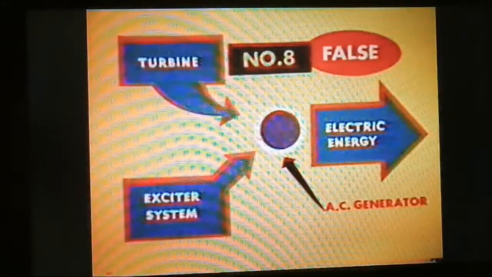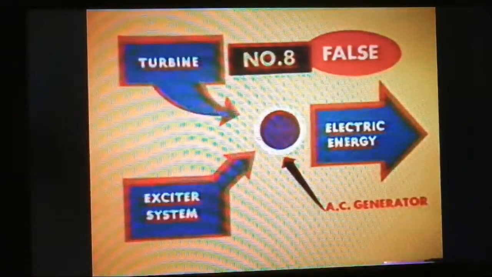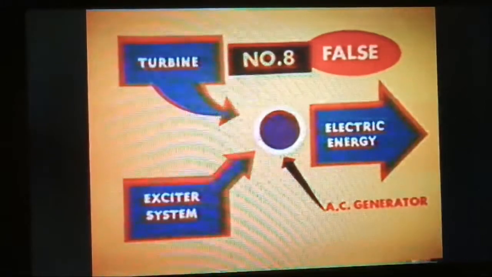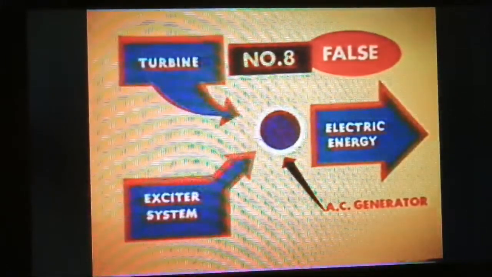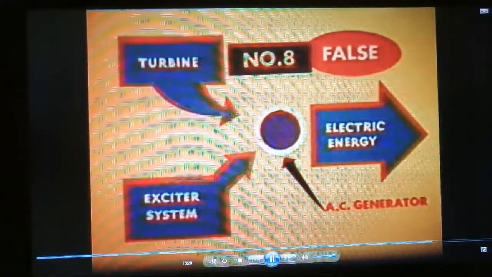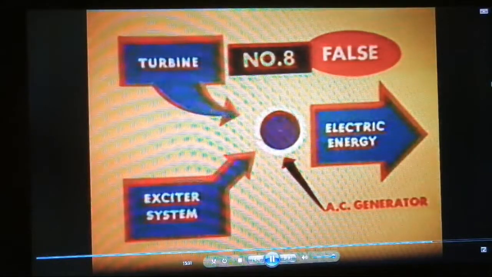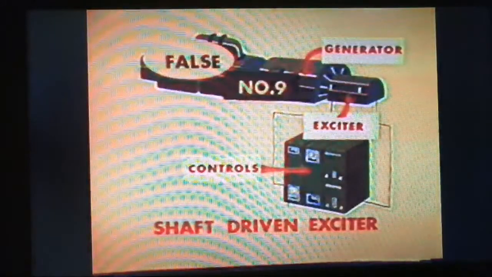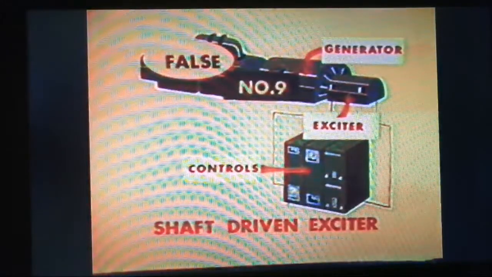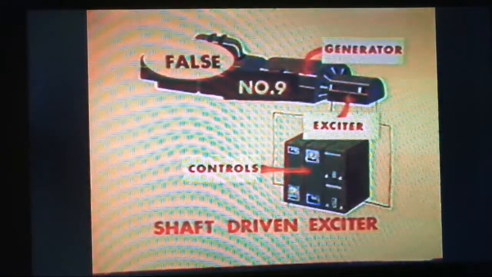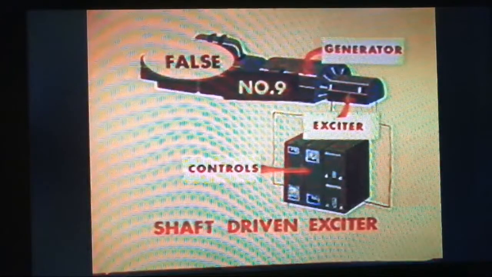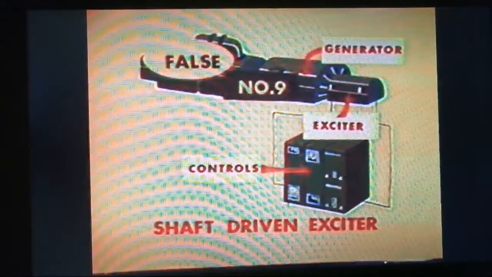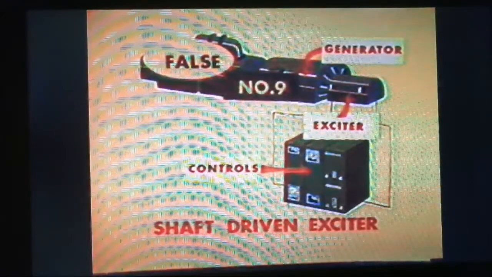Question 8 is also false. If the excitation voltage to the AC generator rotor coils is lost, even briefly, the generator will not only be unable to produce electrical power, but real damage may result in the generator. 9 is false. Although shaft-driven exciters are fairly common, the separate unit is more desirable because it can be maintained without shutting down the entire turbine and main generator system.